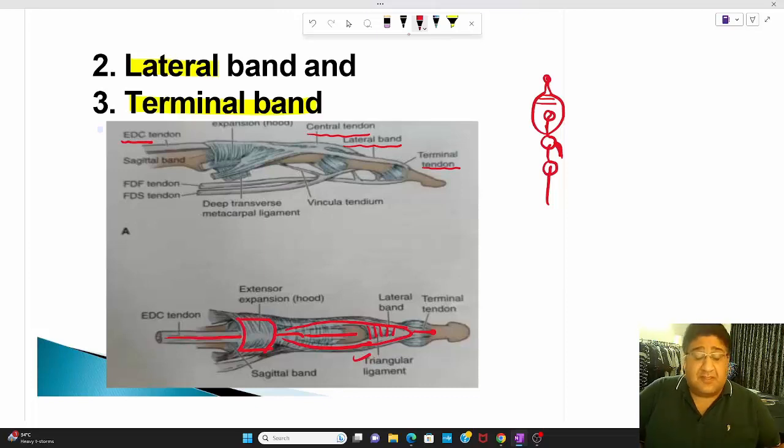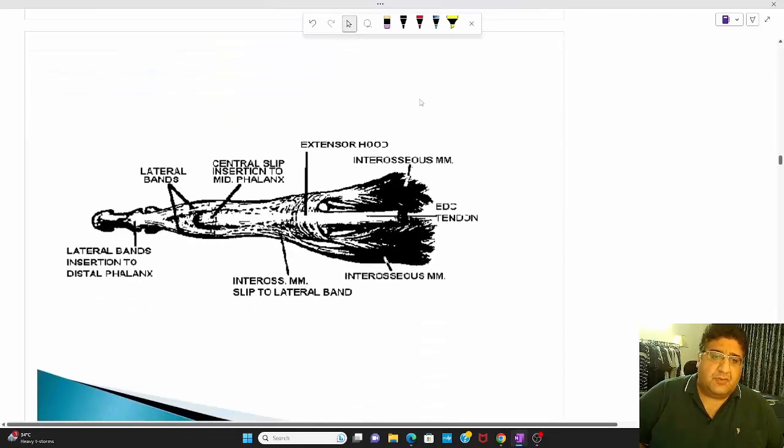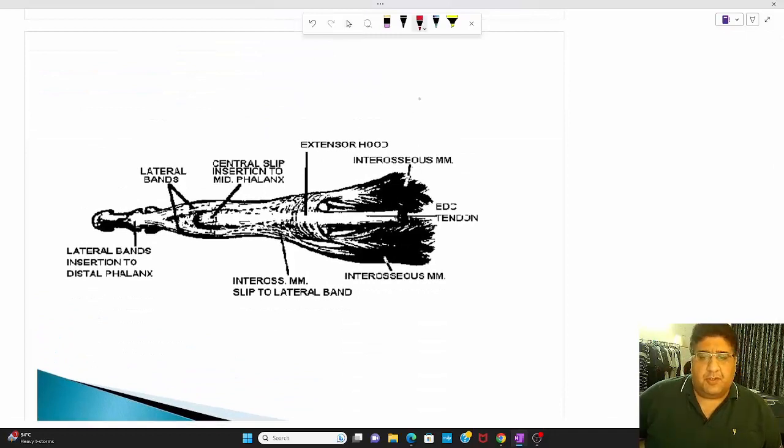But now, how does this extensor apparatus work? We need to understand this. Again, we have already shown it to you, just reiterating the facts. EDC, I'm sure EDC is clear to you. It is coming here. I'm sure you all can see the triangular ligament, the lateral band, the central slip, the insertion into the middle phalanx, and the insertion into the distal phalanx. You can see this extensor hood also. So this is clear.